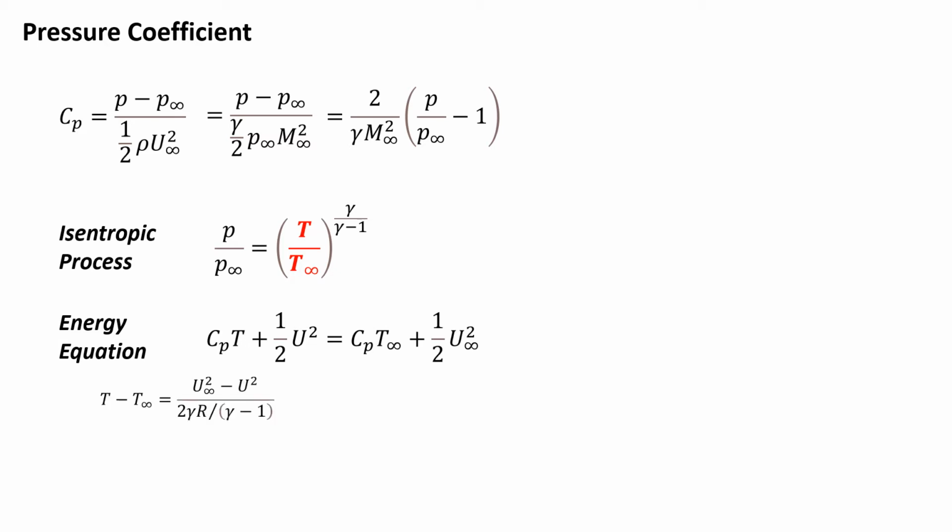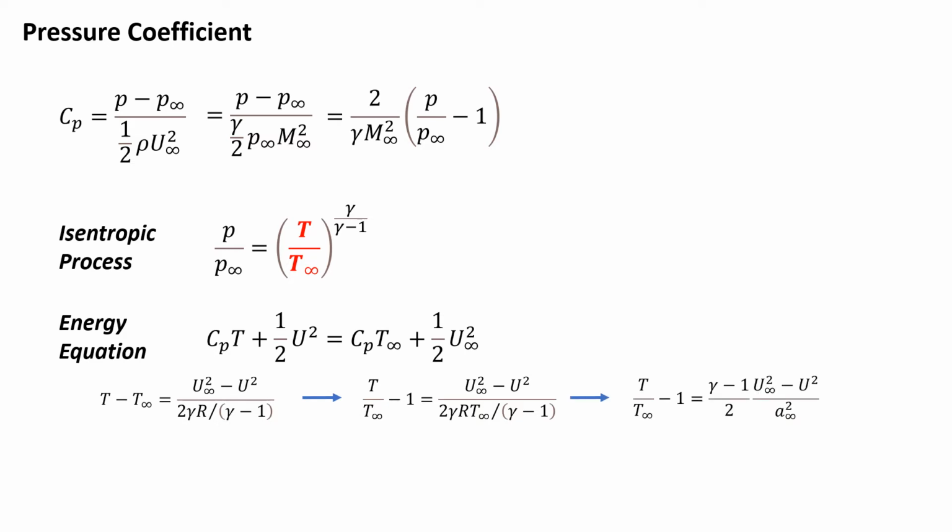And now we just do some manipulation, put the temperature on the left-hand side and the velocity on the right-hand side. Okay, so now both sides are divided by the free stream temperature. So we have this, and then because gamma RT is the sonic speed squared, we just replace gamma RT by A infinity squared. So we have this ratio. Okay.